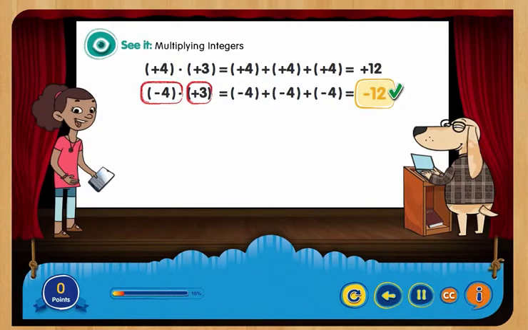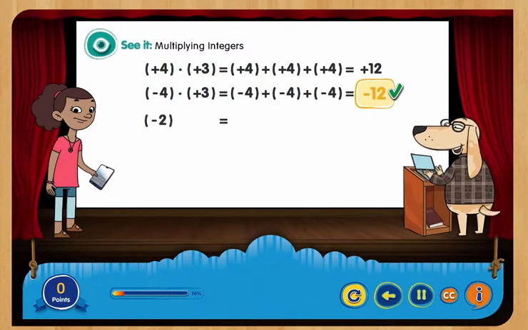Wait, but what about a negative number times another negative number? Is it true the answer is positive? How can this be? This is so confusing. Not really. It's only logical.